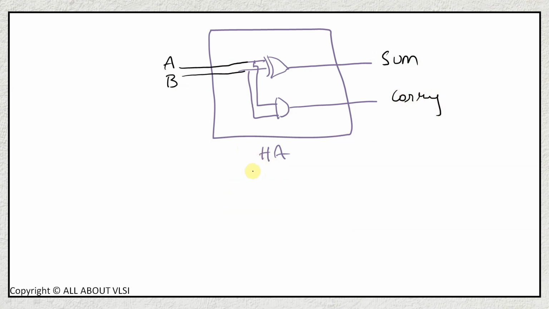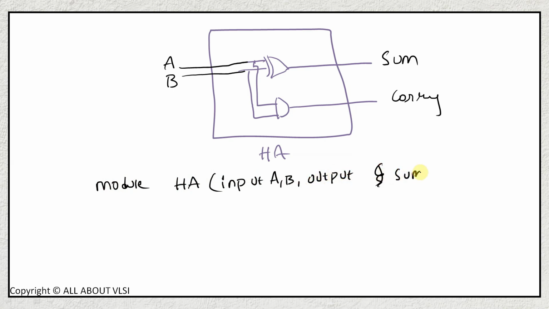Now, if you want to write Verilog code for this design, you should first declare a module followed by the module name, in this case HA, and you can follow any style of coding. I'm going to follow style 2. So I will write input A comma B, output sum comma carry, semicolon, and inside this I'm going to write my code, followed by endmodule. This is how I model my design using Verilog.